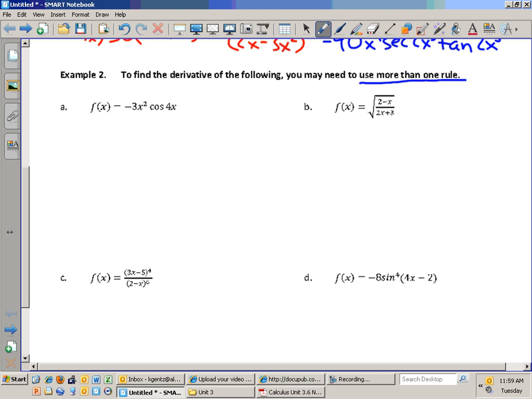First, we identify the rules. Look at this: negative 3x squared times the cosine of 4x. What rules do I use? This one is the chain rule. This one is product. Chain rule will be the composition of a function. If there is a function that lies within what would normally be x for another function, then you've got to use it. So being we have the cosine of a function, therefore we have to use it.